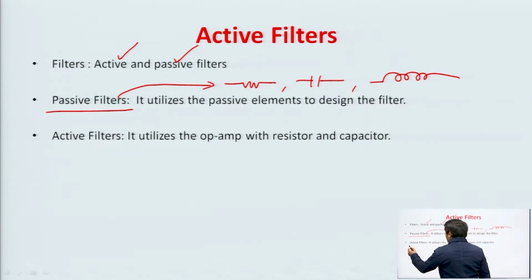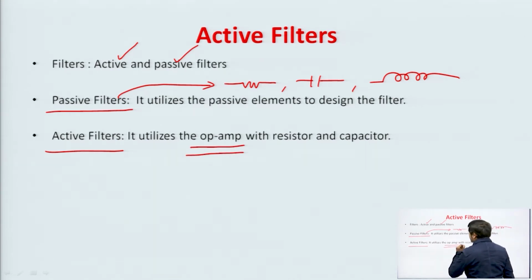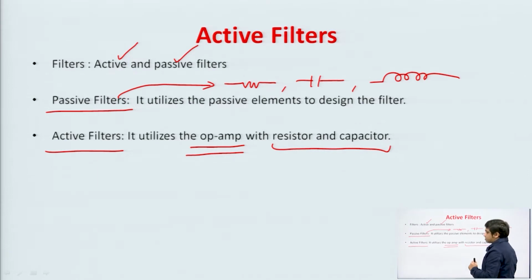Active filters are those filters in which we use an active element. Active element, for example, op amp, that is operational amplifier. But in active filter, along with op amp we use resistor and capacitor also, but it is called active filter because we are using op amp as an active element. That is the difference between active filter and passive filter.